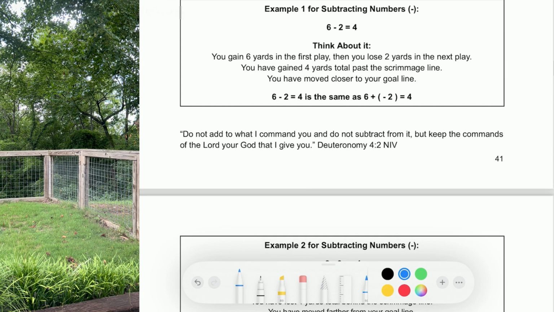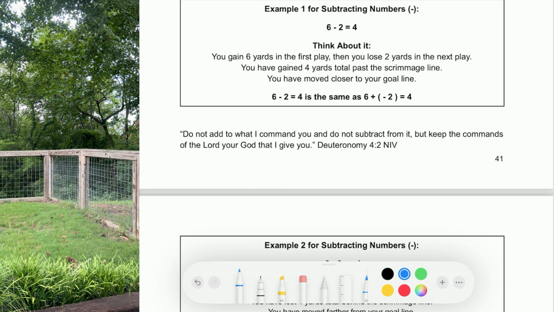A typical subtraction problem that you're most familiar with from elementary or grammar school would be something like 6 minus 2 equals 4. So let's think about what that means. You gain 6 yards in the first play, then you lose 2 yards in the next play. So you have gained 4 yards total past the scrimmage line. You have moved closer to your goal line. So 6 minus 2 equals 4 is actually the same as 6 plus -2 equals 4.